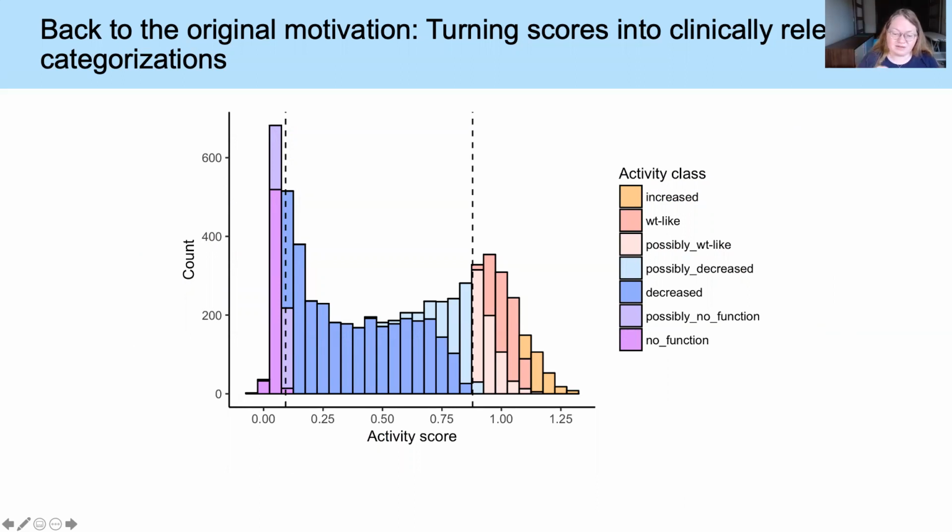But with my remaining time, I want to get back to where I started, which was, can we turn these scores into something that's clinically relevant and that could be used to help patients?